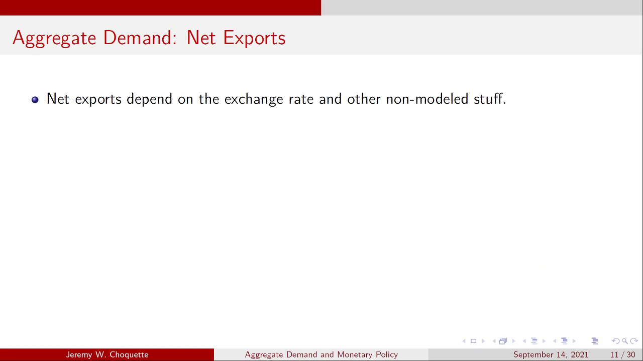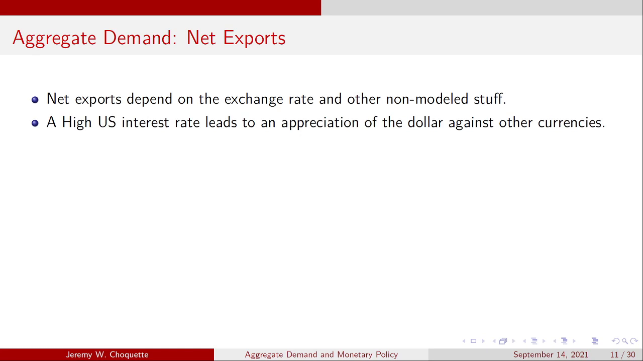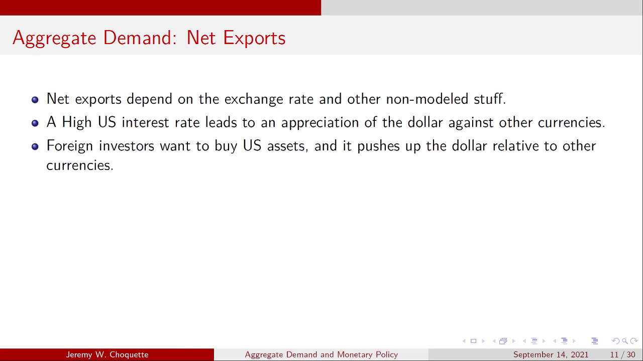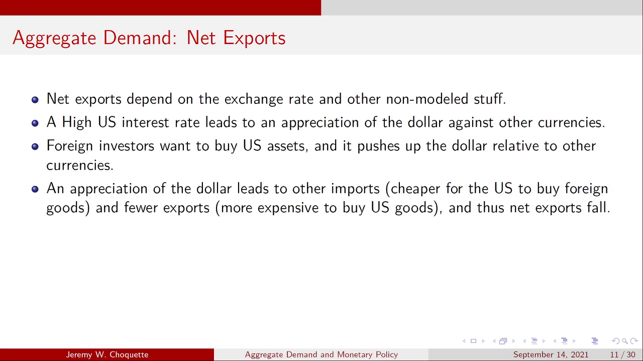So we've covered consumption, we've covered investment, and we've covered government. Now we've got to talk about net exports. Net exports depend on the exchange rate and other non-modeled stuff. A high U.S. interest rate will lead to an appreciation of the dollar against other foreign currencies. Foreign investors want to buy U.S. assets, and it pushes the dollar up relative to other currencies. An appreciation of the dollar leads to more imports, which are cheaper for the U.S. to buy foreign goods, right? And fewer exports, meaning it's more expensive to buy U.S. goods, thus net exports are going to fall.